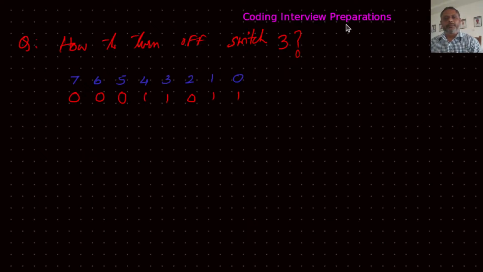Hi friends, welcome back. Now the next question to look at is how to turn off switch number 3. That's the situation we have. These are the positions of the different switches: 0, 0, 0, 1, 1, 0, 1, 1. And now we are asked to find out how to turn off switch number 3.